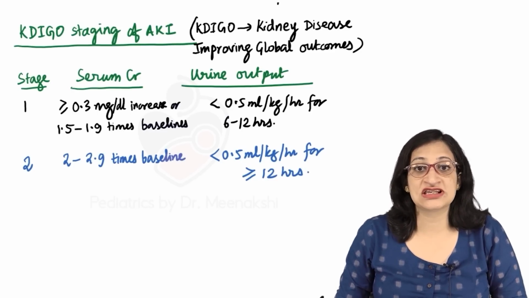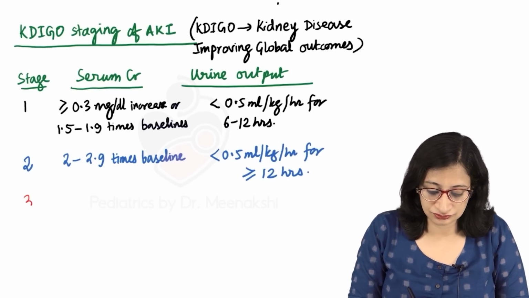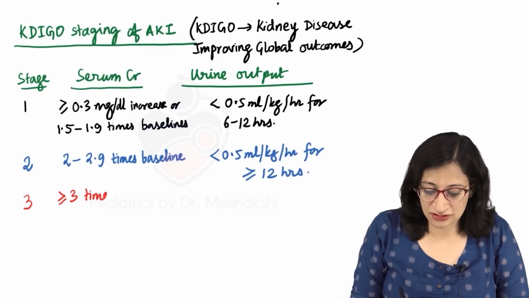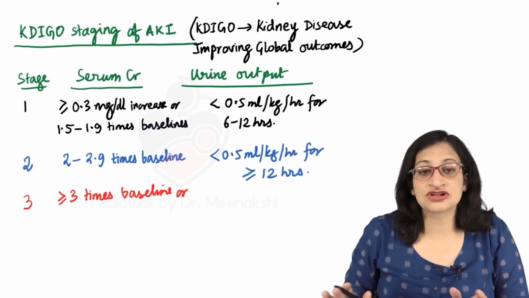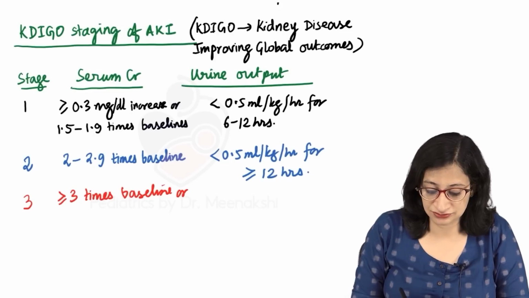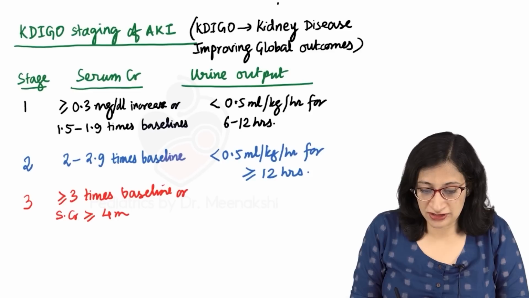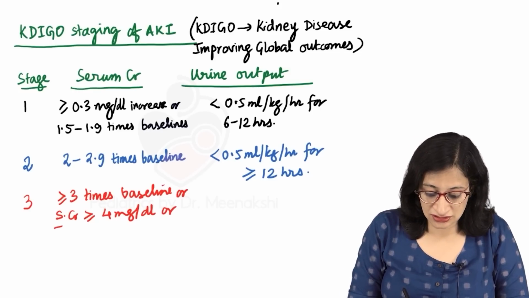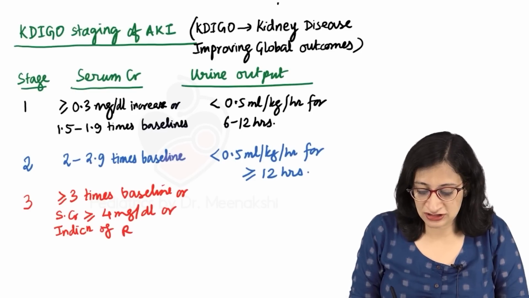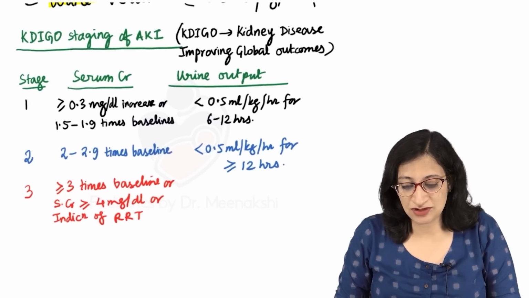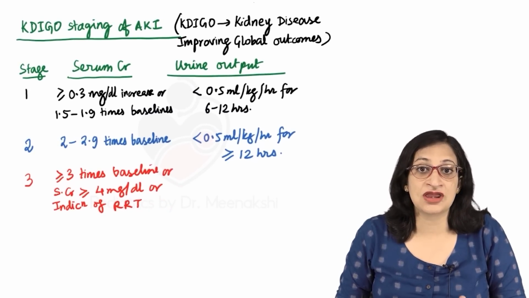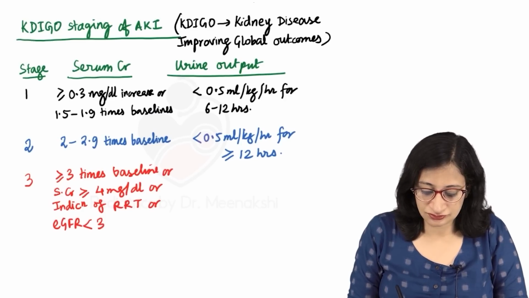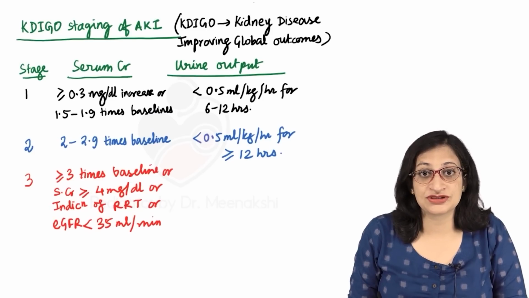And what about stage 3, the most severe stage of AKI? In stage 3, the creatinine levels become greater than or equal to 3 times of the baseline. Or the absolute value of serum creatinine is greater than or equal to 4 milligram per dl. Or there is an indication of renal replacement therapy or dialysis, or the estimated GFR is less than 35 ml per minute per 1.73 meter square.